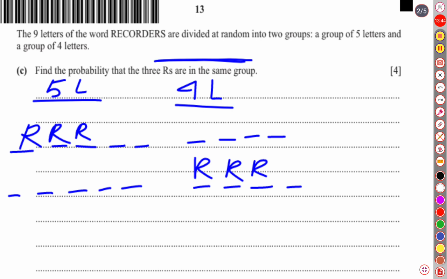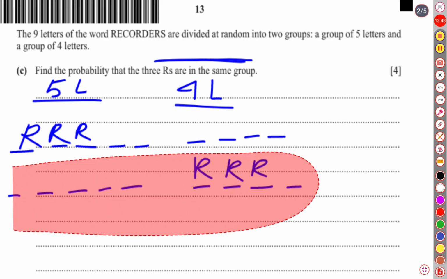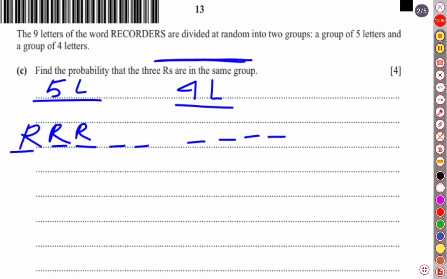I think I should have space in between them, so let it be just erased. Okay, leaving some space, I will write here, suppose there is no R in the first group, so all 5 letters should be chosen from the remaining ones, and the R's will be in the second group of 4 letters. So if 3 R's are already chosen, 2 more letters should be chosen from the remaining ones.